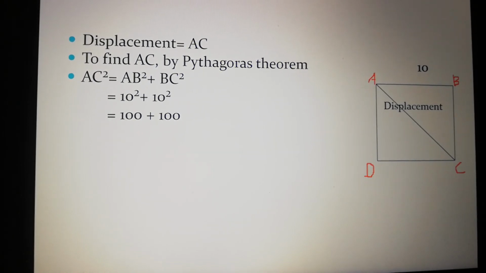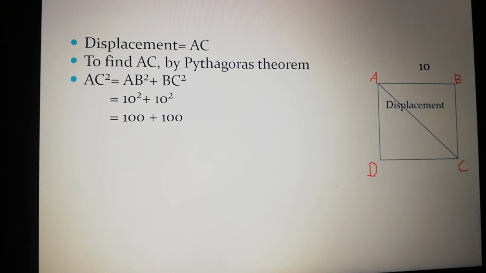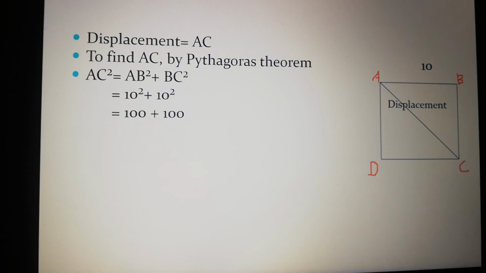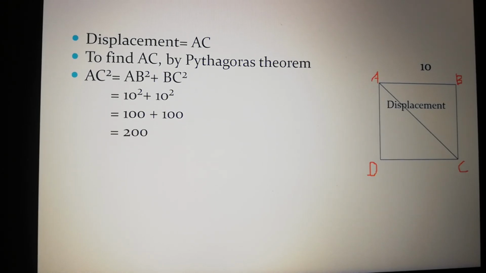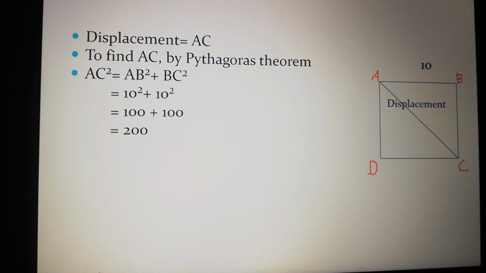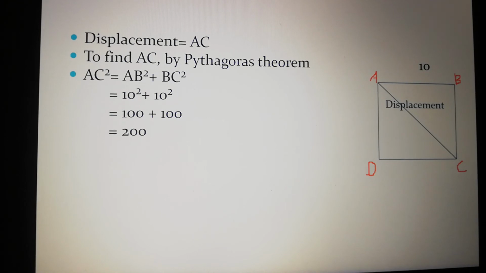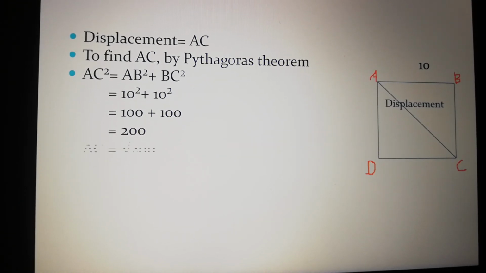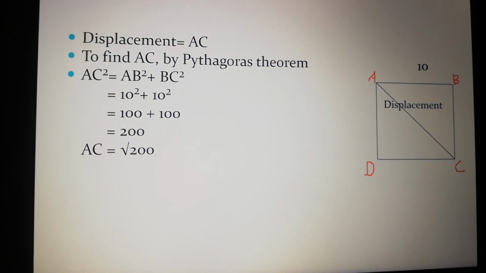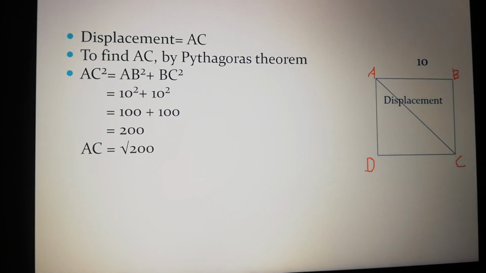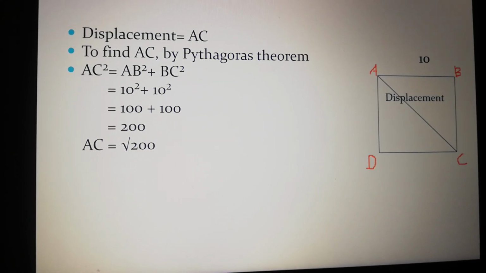You already know the side, how much it is measuring, that is 10 meter, AB also and BC also. So it is 10 square plus 10 square. So your answer is 100 plus 100, that is 200. So here AC square is 200, but AC will be how much? Under root of 200, because AC square is 200 and I need only AC. I don't need AC square, just AC. So AC equals under root of 200, which gives us 10 root 2.